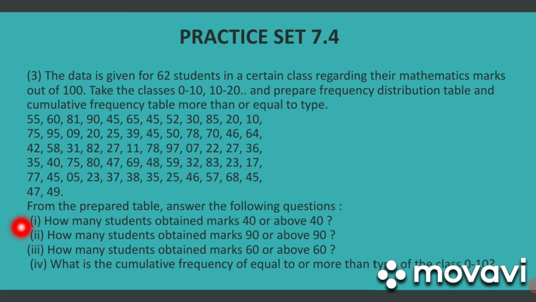In subdivision 1, how many students obtained marks 40 or above 40? In subdivision 2, how many students obtained marks 90 or above 90? In subdivision 3, how many students obtained marks 60 or above 60? And in subdivision 4, what is the cumulative frequency of equal to or more than type of the class 0 to 10?